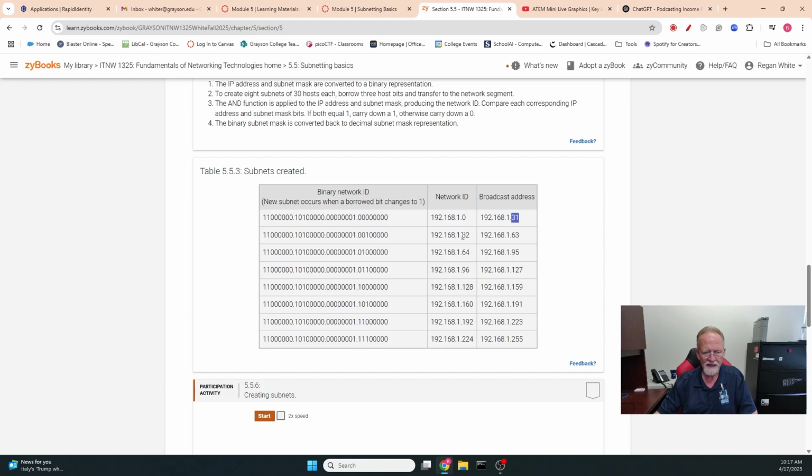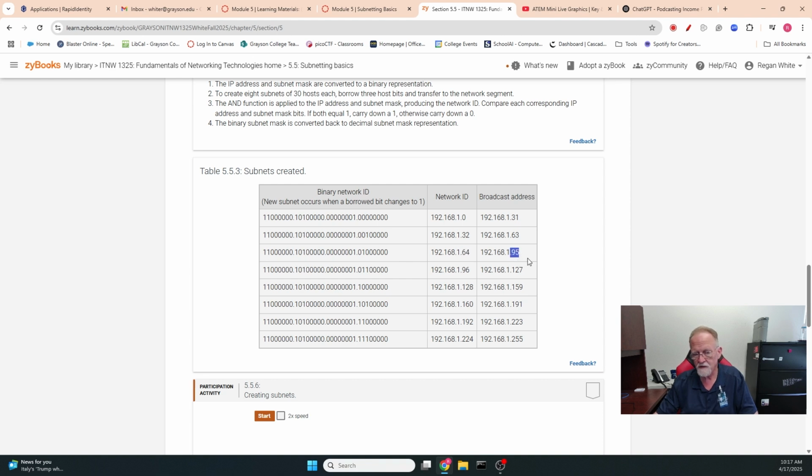The next subnet starts at 32, but that's the network ID, so we can't use it. It goes all the way to 63, but that's broadcast. We can't use it. So the usable range here is from 33 to 62. We can't use these two, but we can use the next one and the one right before this one. Same thing here. We've got 192.1.64 as our next ID. We borrowed another bit. We can't use .64 and we can't use .95, so our usable range is going to be .65 all the way to .94.